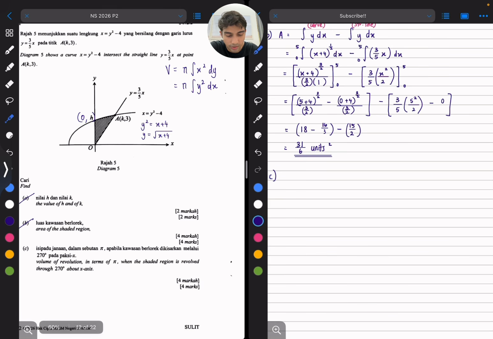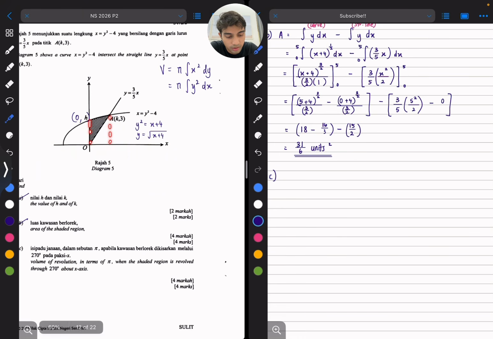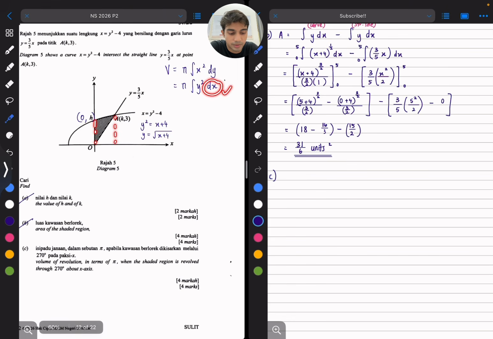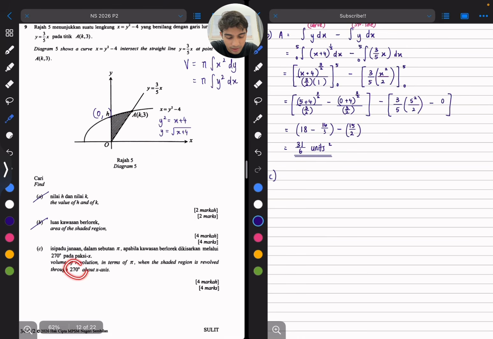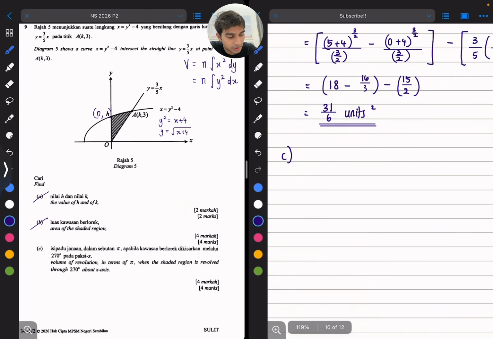But since here they said revolving about the x-axis, which is this axis, that means it's revolving like this. So you need to use the x limits. So using x limits means this is our formula. Okay, so you want to find the volume of shaded region, same thing. You find the volume of the curve revolving 360 first, and then the straight line revolving 360. Then you minus off. Okay, but here they didn't say 360. We'll come back to this in a while. Okay, let's assume it's 360 first.